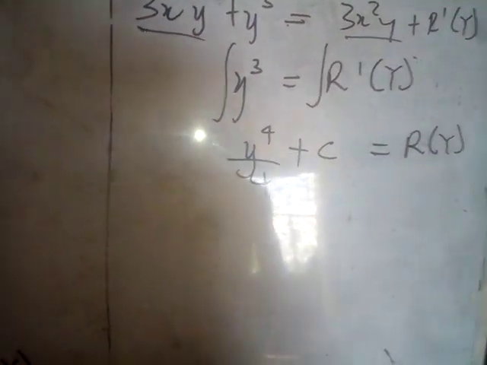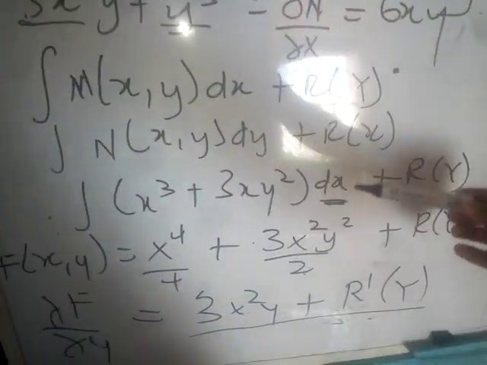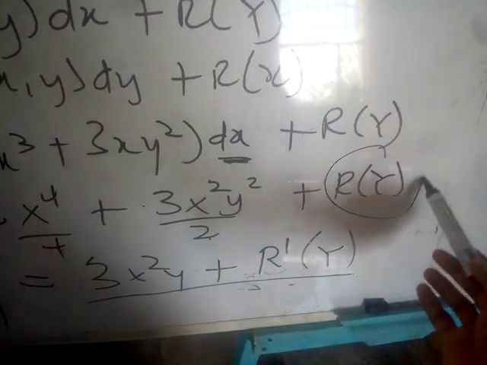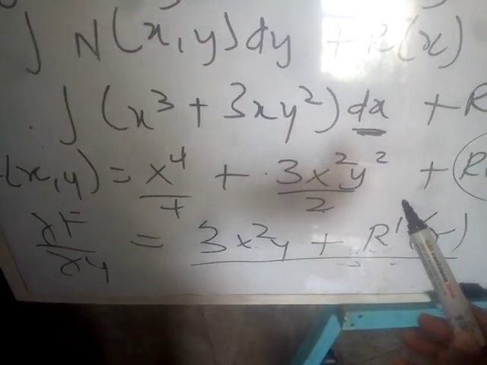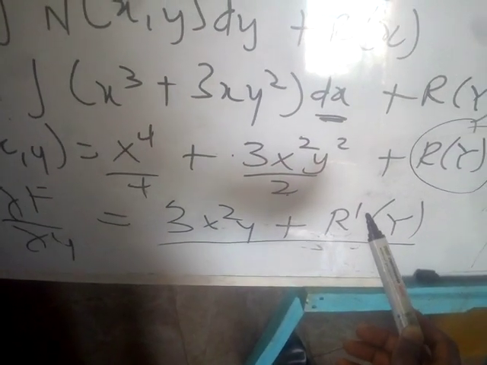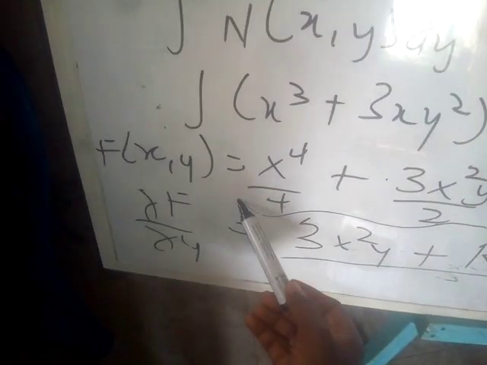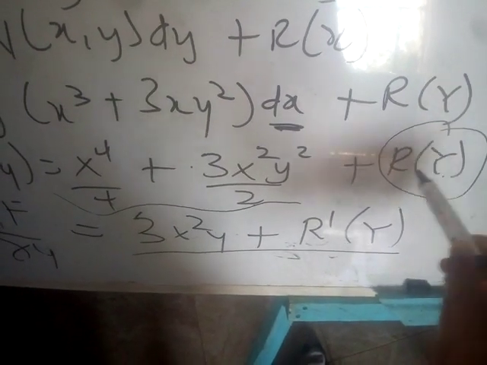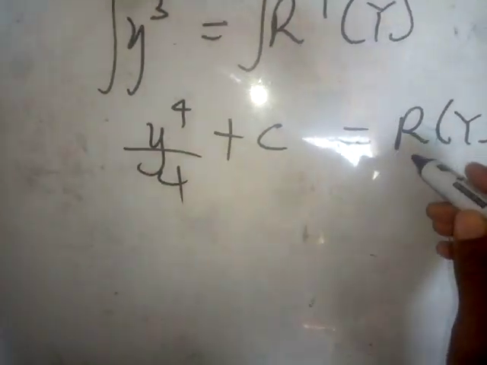So you notice that right from inserting the M part, we had the first part of the answer, this whole thing. What we get here for r of y, we come and put it here so that the answer will be complete. So this is the value for r of y.